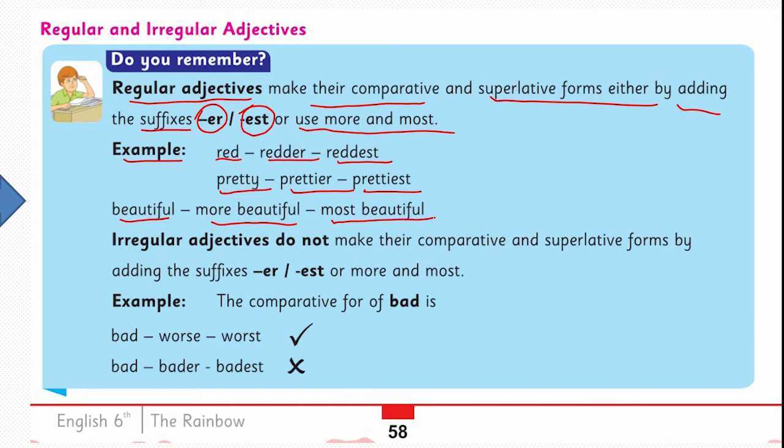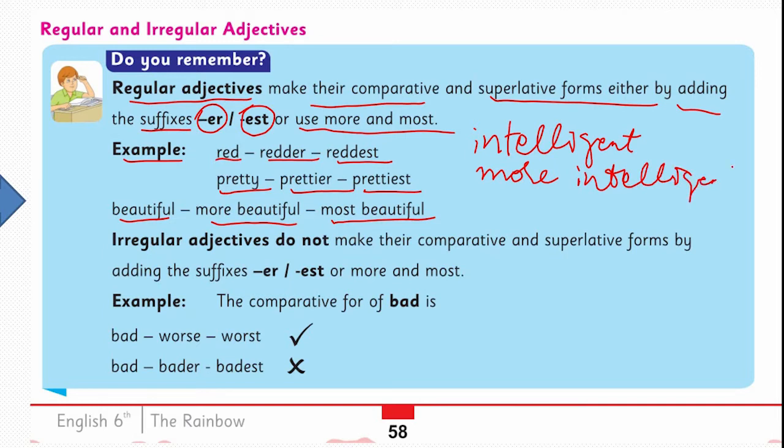Let me give you another example too. Intelligent, more intelligent, and most intelligent. This is the positive degree, this is the comparative degree, and this one is the superlative degree.